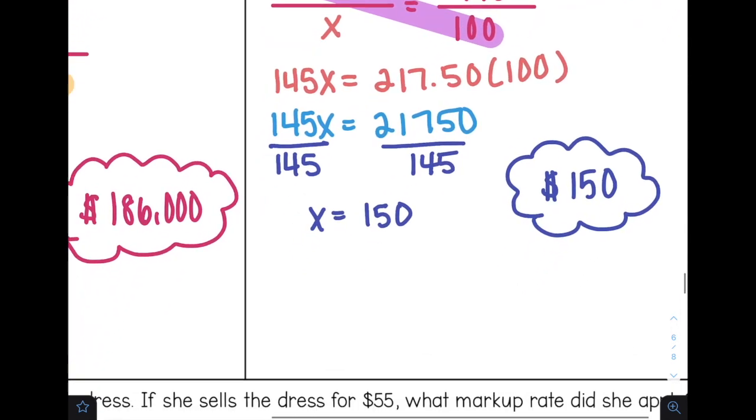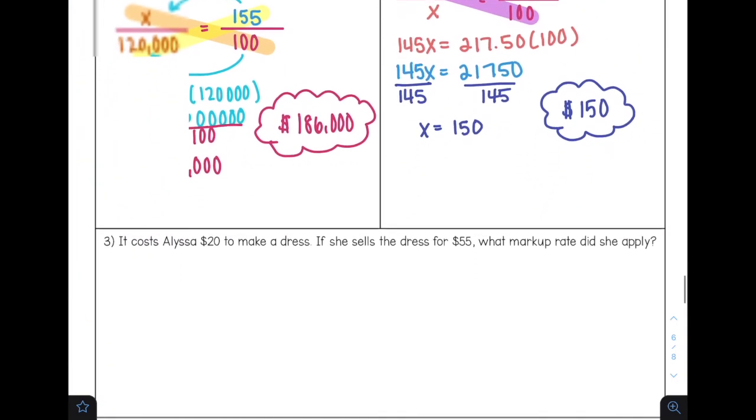So what you're going to do now for number 3, you're going to pause the video here, try it on your own, and then come back and check your answer. Okay, so welcome back. We have Alyssa. It costs her $20 to make a dress. She sells the dress for $55. Now we have to figure out what markup rate she applied.